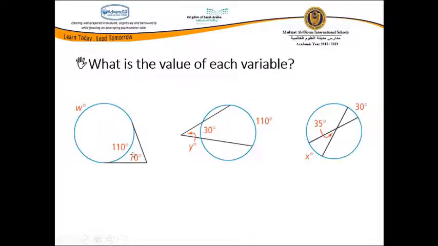Let's solve another example. What is the value of each variable? Like variable W. Here we have an angle formed by the intersection of two lines outside this circle. By applying the same idea, this angle equals half the difference of the two intercepted arcs. That means 70 equals half the difference of the intercepted arc W and arc 110.